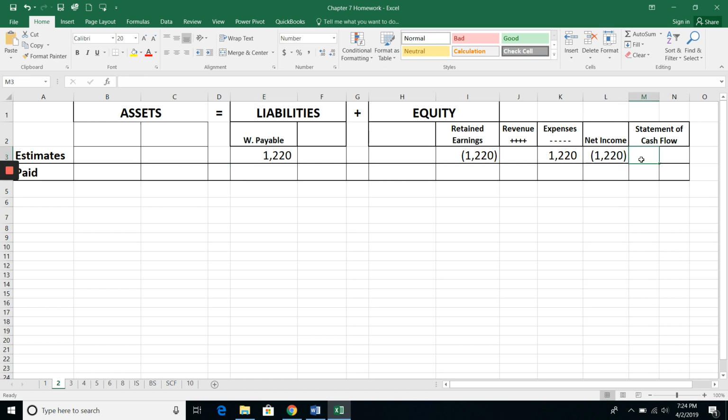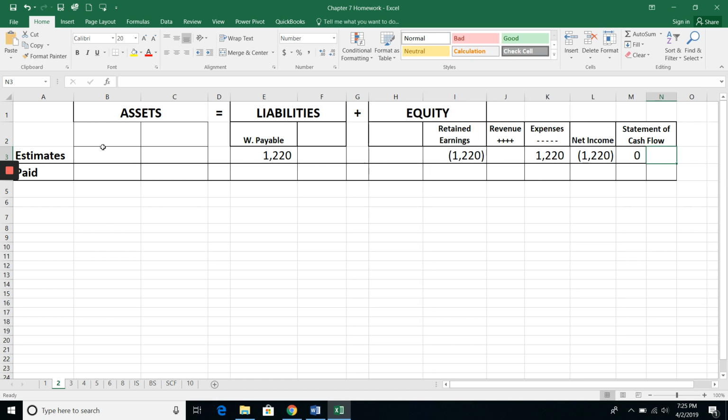At this point, though, there's no statement of cash flow impact because, again, we haven't impacted our cash account. Cash is not impacted, so our statement of cash flows over here on the side is not going to be impacted by us when we set up that warranty payable.